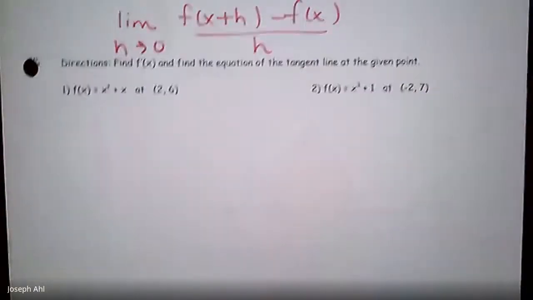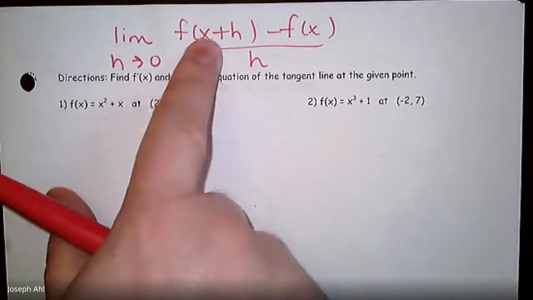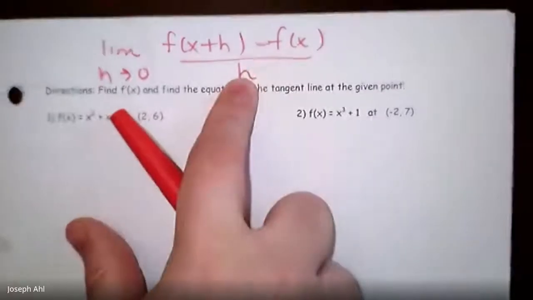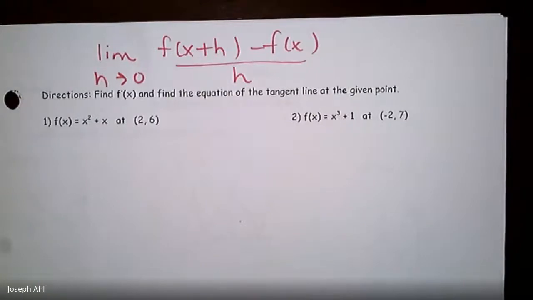So it's f of x plus h minus f of x all over h. By the way, as a quick note here, if you plug in 0 for h right away, you get f of x minus f of x on top, which is 0. You plug in 0 for h down here, you get 0. And we know that 0 over 0 is that indeterminate form.